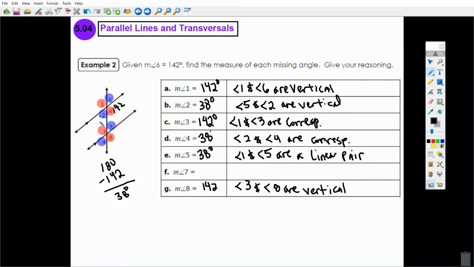And then now to mix it up a bit, I'm going to use 2 and 7. I know that 7 is going to be 38 also because angle 2 and angle 7 are congruent because they are alternate interiors. So angle 2 and angle 7 are alternate interior. Okay. All right. So again, only 2 numbers because they either add up to 180 or they're equal.